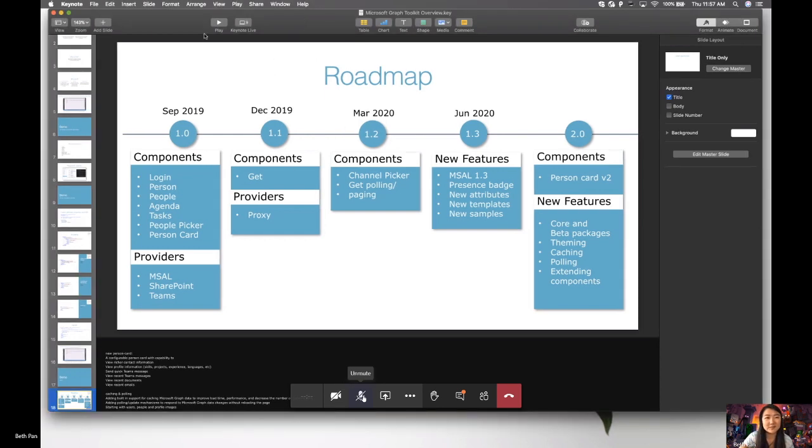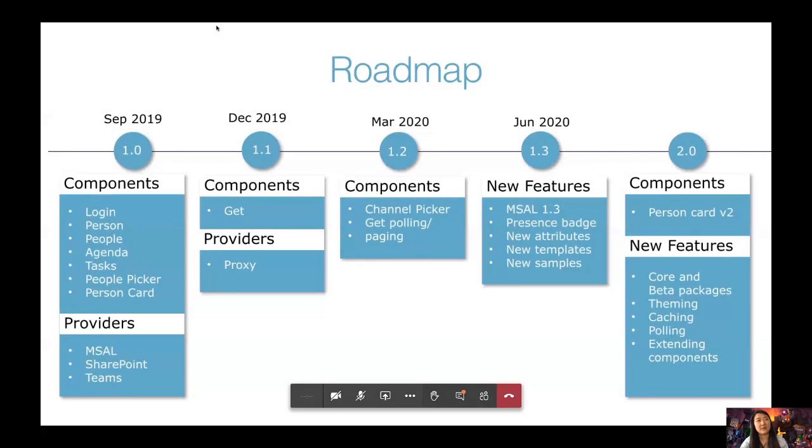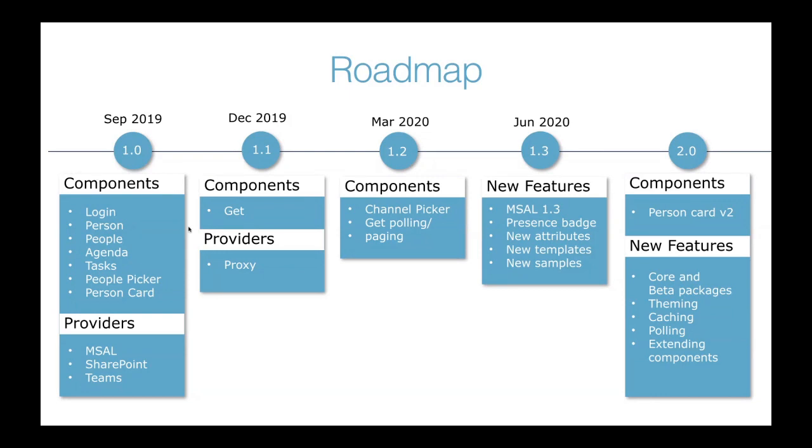Anyways, we're coming back to the roadmap for our MGT components. Back in 2019 was when we released 1.0, and that's where we started with a couple components. Then we released 1.1 and 1.2, adding certain functionalities and more providers and more components. Just this past month, we released 1.3, and the new features include an update to MSAL 1.3.